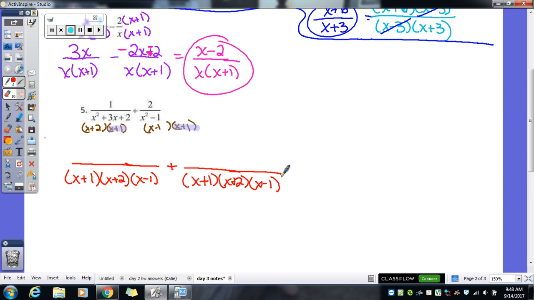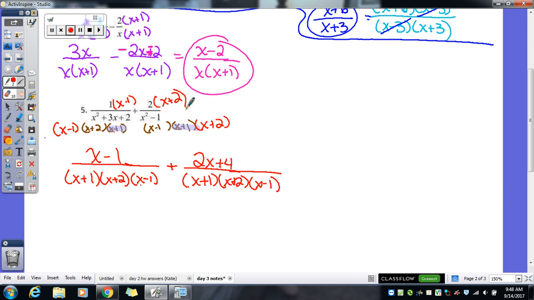So this denominator here has the plus 2 and the plus 1. It's missing the minus 1. So that's how I know what to multiply it times. I got to multiply it times that x minus 1 because that's the piece that was missing. So then 1 times x minus 1 gives me x minus 1. What do we got to multiply the second one times? Very good, x plus 2. So that gives us a 2x plus 4.